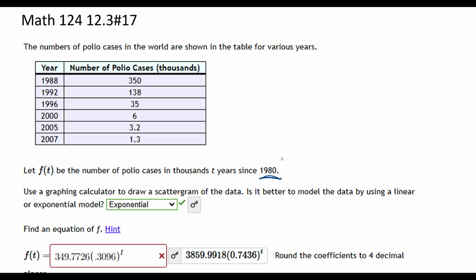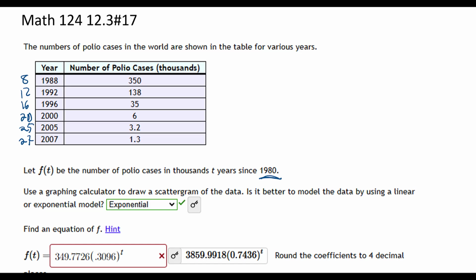That's the big point in going forward with this problem. Since it's years since 1980, the values would be 8, 12, 16, 20, 25, and 27. So use a graphing calculator to draw the scattergram of the data. Is it better to model the data by using a linear or exponential function? The person who answered this said exponential, and that was correct.